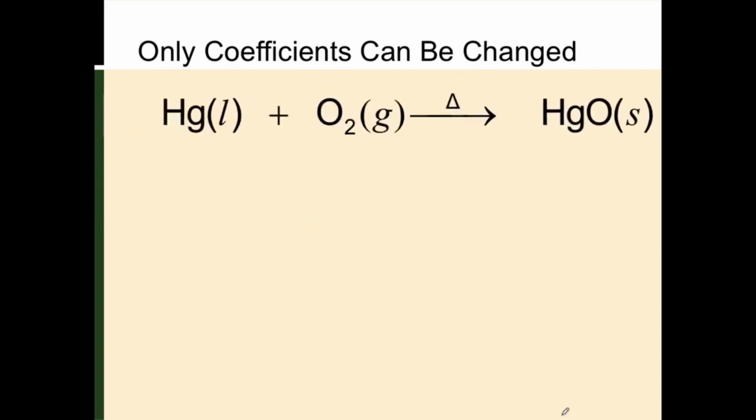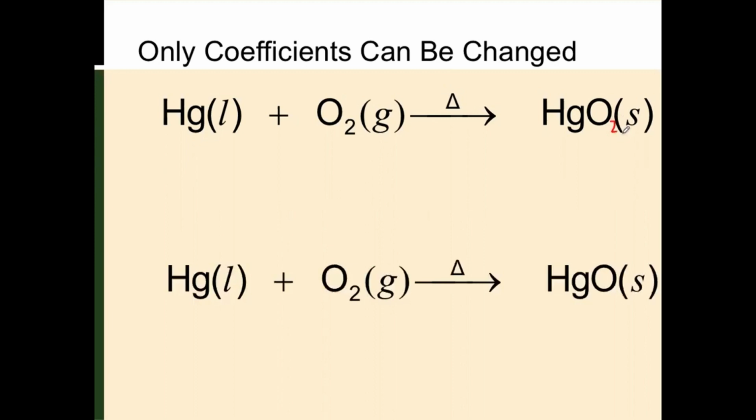Only coefficients can be changed. So only like the 3.5 oxygens going to 7 oxygens, oxygen molecule. That's the kind of thing that we can change. We cannot change O2 into O3 or O4, just equations. So for example, mercury plus O2, we cannot make this a mercury O2 down here. That's not allowed. Cannot do that.